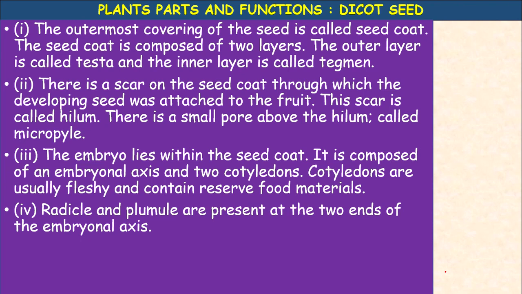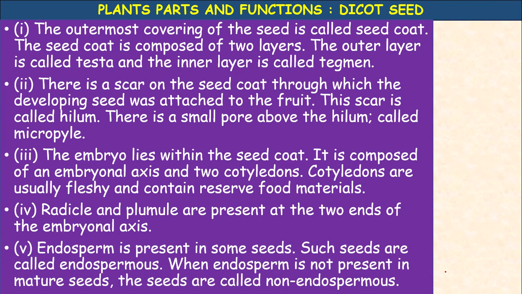Radicle and plumule are present at the two ends of the embryonal axis. The embryonal axis consists of a radicle, that is the root part, and the plumule, the shoot part.